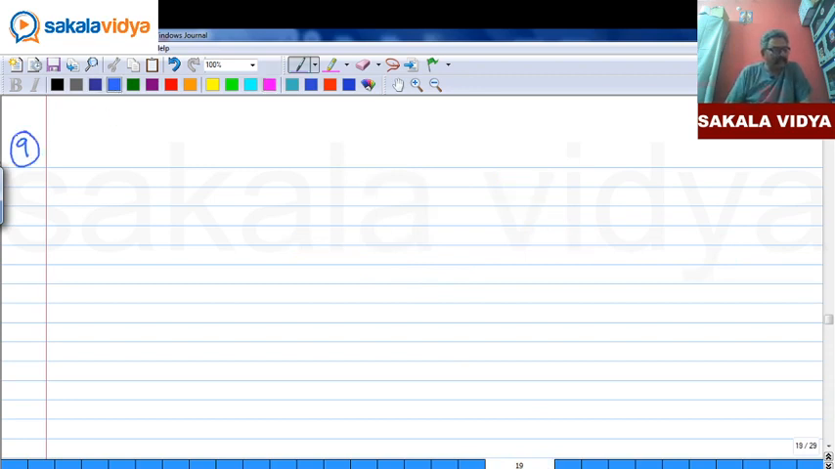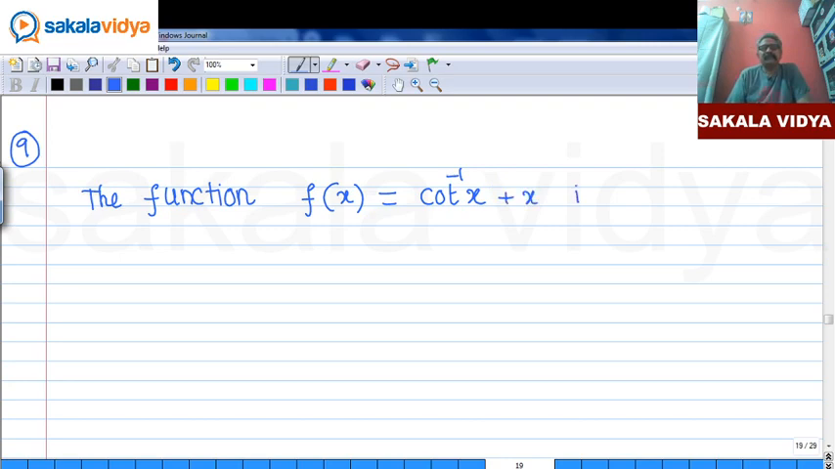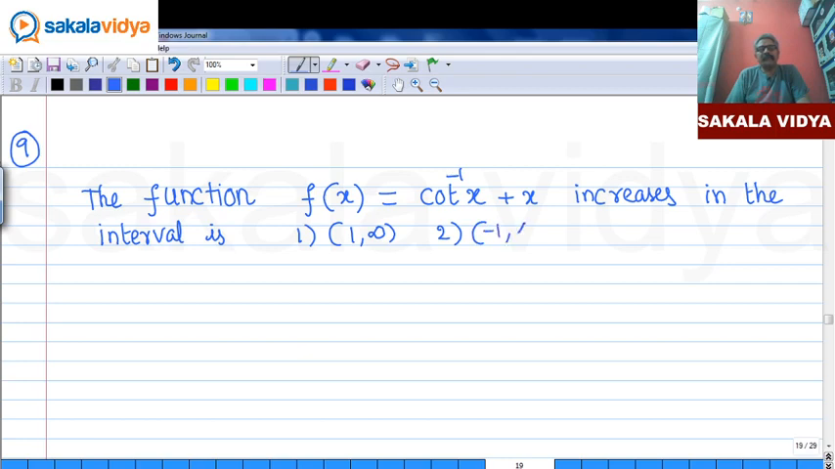So, ninth question. The function f of x equals cot inverse x plus x increases in the interval: first option 1 to infinity, second option minus 1 to infinity, third option minus infinity comma infinity, fourth option 0 to infinity.